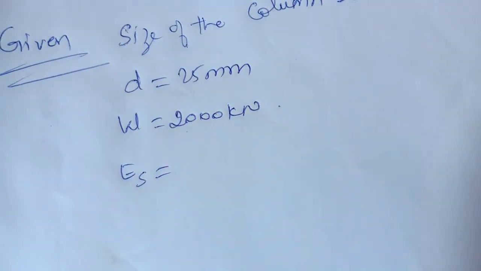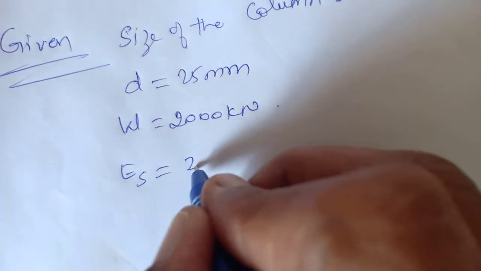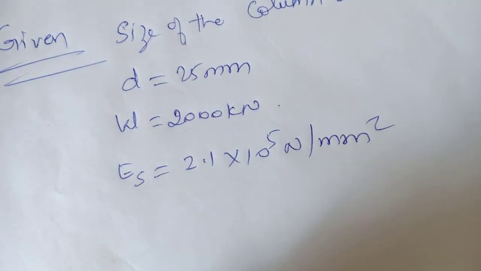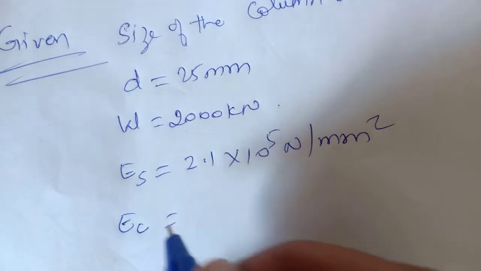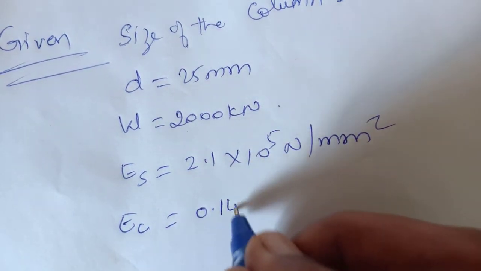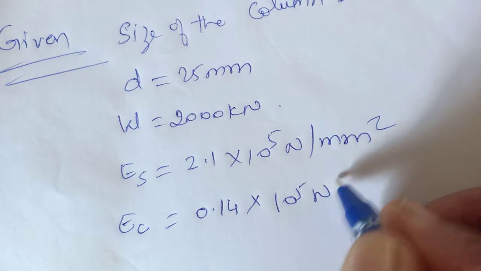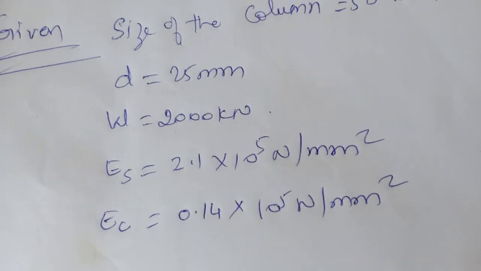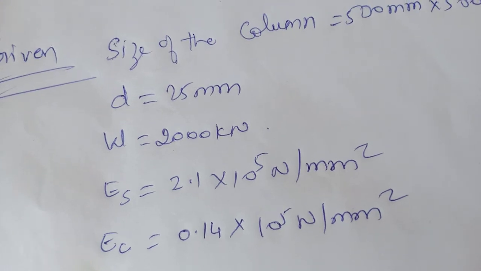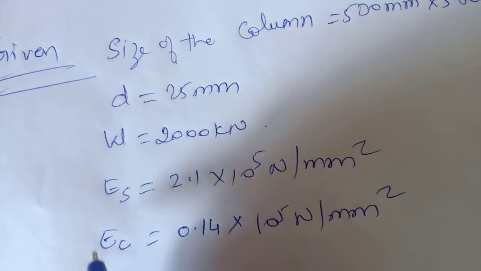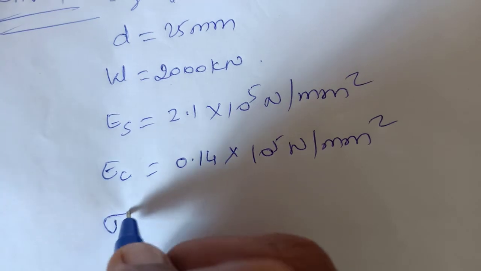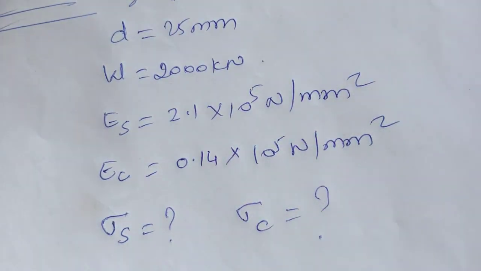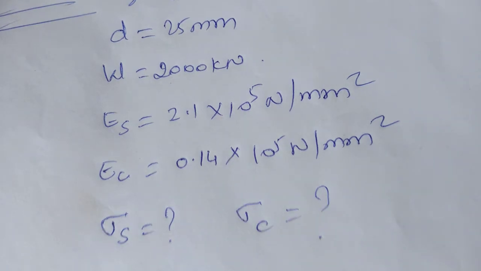and the Young's modulus for steel is given as 2.1 into 10 raised to 5 Newton per mm square, and Young's modulus for concrete is given as 0.14 into 10 raised to 5 Newton per mm square. So now we shall find the stress in concrete and steel bars. So our work is to find stress in steel and stress in concrete. So we have written now the given.